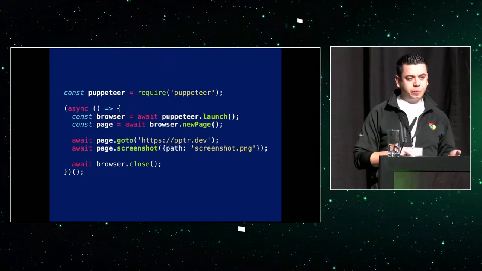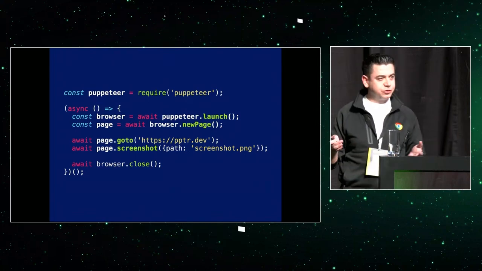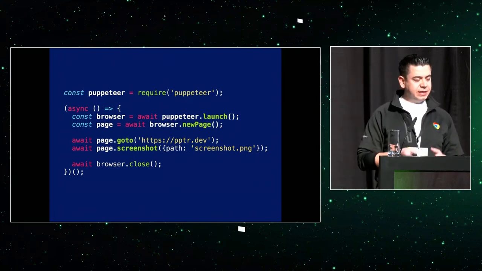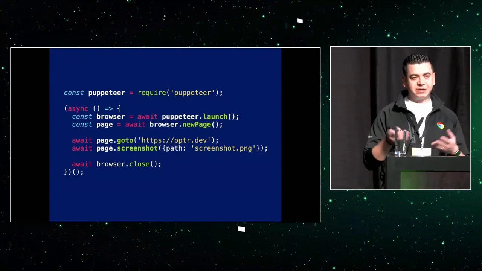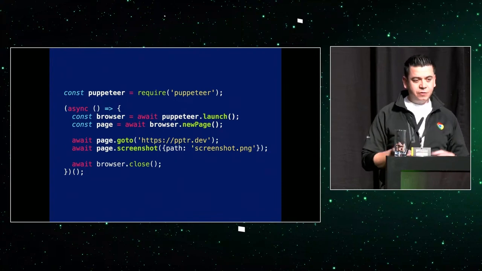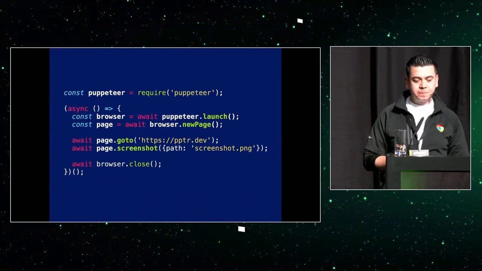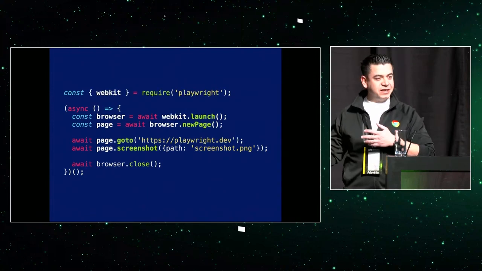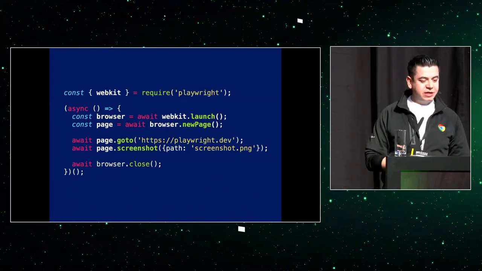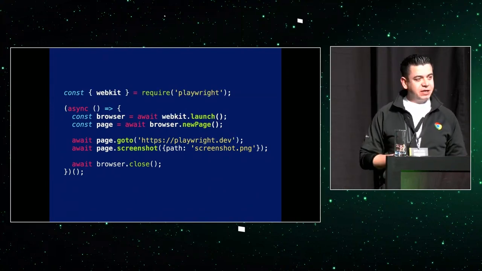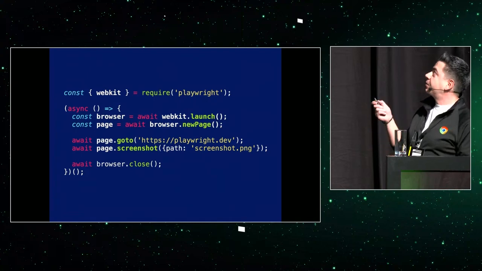Once you call page.goto, you navigate to a certain page, and then you can take actions on the page, like taking a screenshot. Once you're done, you call browser.close, and it closes your launched browser. As you can see, the APIs are also quite similar. With Playwright, it's the same thing. The main difference is WebKit.